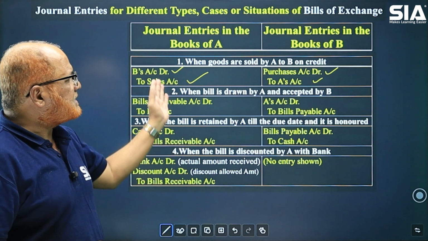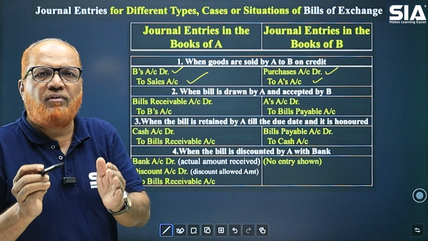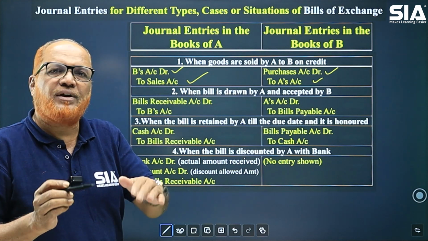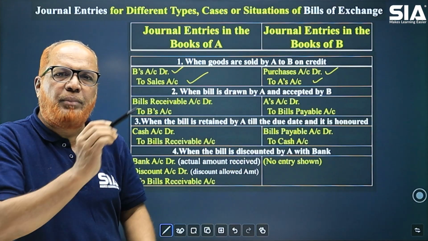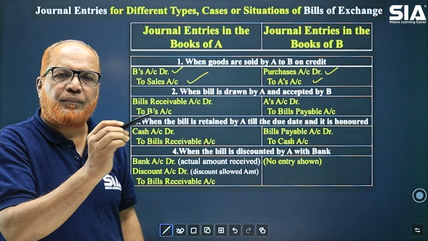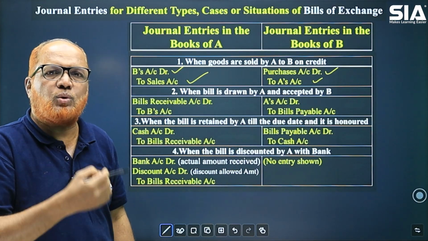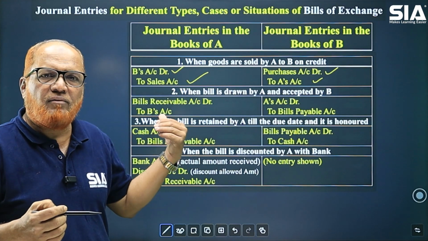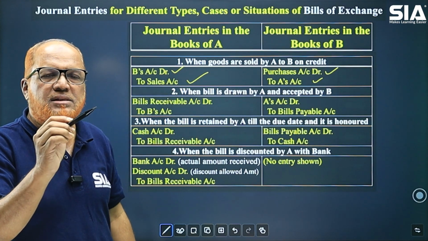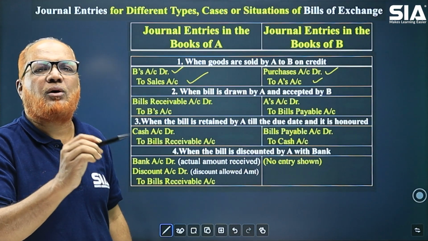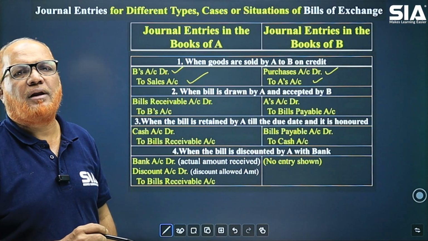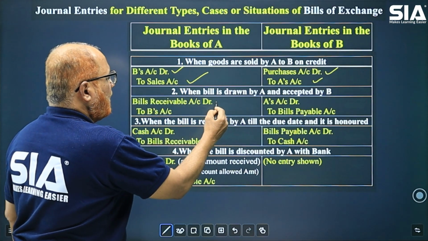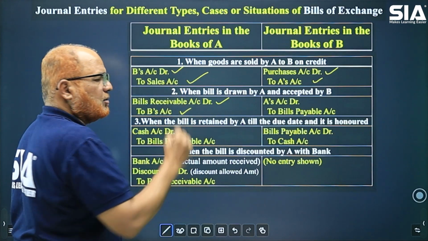Now, after selling the goods, A will draw a bill of exchange on B. B will accept that bill and return the bill back to A. So after getting the acceptance, A will pass the entry bills receivable account debtor to B's account. Remember, bills receivable account debtor to B's account.